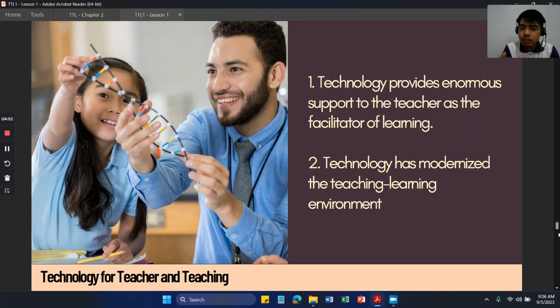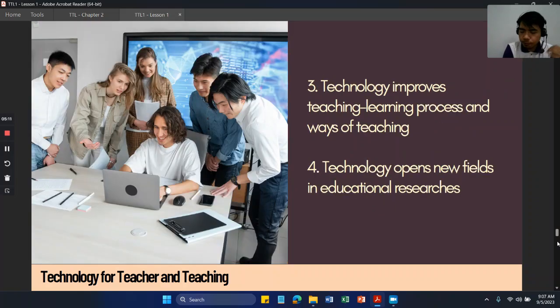Then, this teaching learning environment also provided us the avenue para mas lalo pa nating mapagbigyang pansin kung ano nga ba yung mga kinakailangan na mga estudyante, pati na rin ng mga teachers para mas magkaroon ng magandang quality ang kanilang pag-aaral at kanilang pagtuturo. Then, for teachers as well, technology improves teaching learning process and ways of teaching.